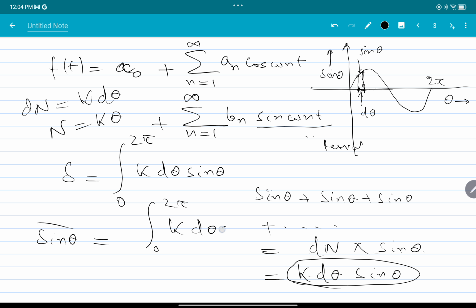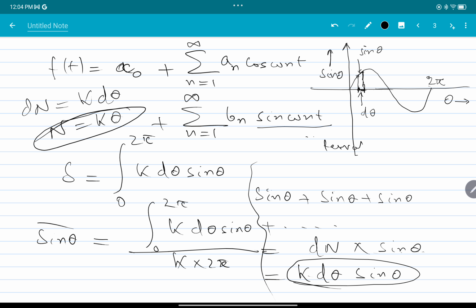K d theta sine theta. The number is directly proportional to theta. But theta from this to this is 2 pi. So the number is k into 2 pi. I have used this formula, n is equal to k theta, substituting theta equal to 2 pi, and I have this. Since this k is constant, it can be taken out, and we are left with the integral from 0 to 2 pi of sine theta d theta divided by 2 pi. So this is the average value.